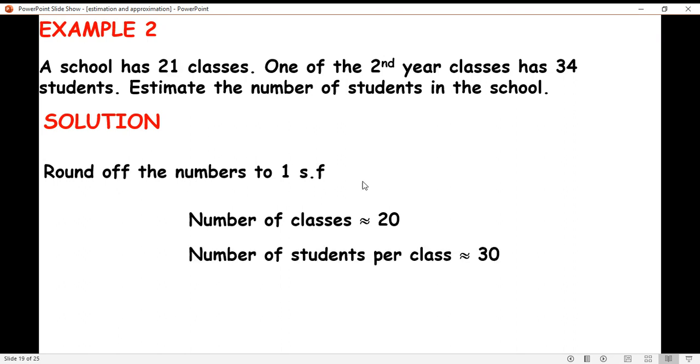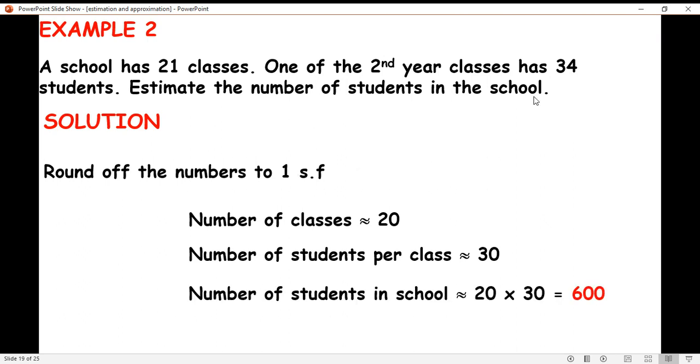Now, number of students per class is what? 30. How did we get 30? Here we were given 34 students, and to round off 34 to one significant figure, you count 3 first, then look at this 4. It's not up to 5, so you round it down. So this will give you 30. So the number of students per class will now be 30. Now, how will you get the total number of students in the school where you have 20 classes and there are 30 students per class?